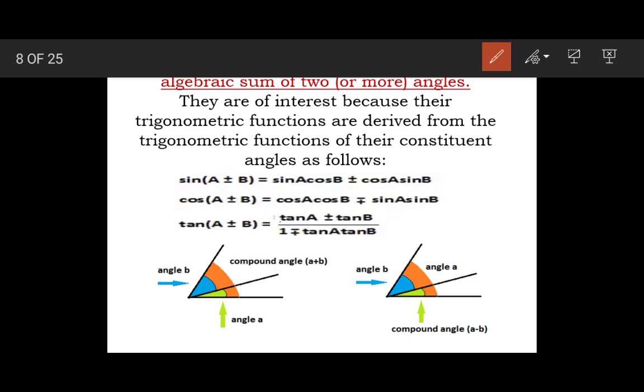So is the compound angle clear? Compound angle means sum of two or more angles. Here we are first adding or subtracting the angles and then taking the trigonometric ratios. In this we saw the sin A plus B, sin A minus B formulas, then cos A plus B, cos A minus B formulas, tan A plus B and tan A minus B formulas.